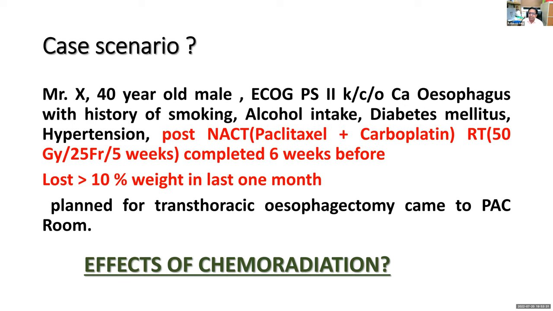You said this patient has received NACT and as mentioned, he has received paclitaxel and carboplatin with around 50 grays of the radiation exposure in fractionated 25 fractions over 5 weeks. He has lost 10% of weight in the last 1 month and he's posted for surgery. So what chemo radiation effect will you look for? And do you want to wait for some more time after this has been completed or you want to optimize in some way? So as we see, the patient has received chemo plus radiation therapy.